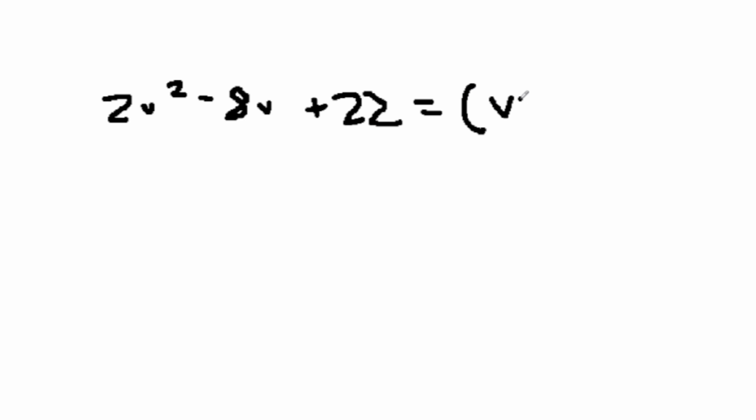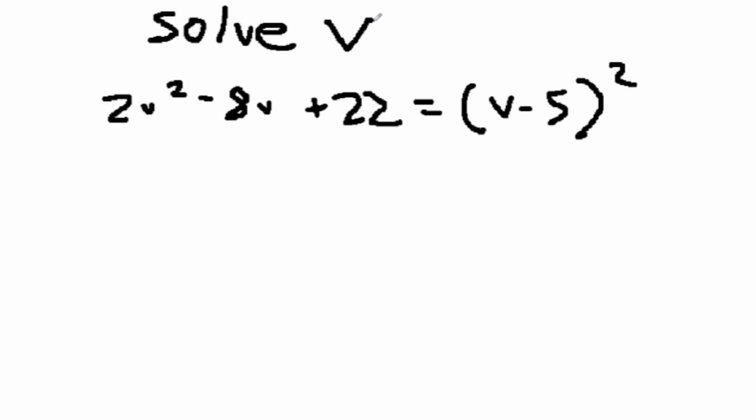Okay, question of the day is 2v squared minus 8v plus 22 equals (v minus 5) squared. And as usual, we solve for the variable, so solve for v. Pause and try to figure this one out, but I'm about to do it in 3, 2, 1.